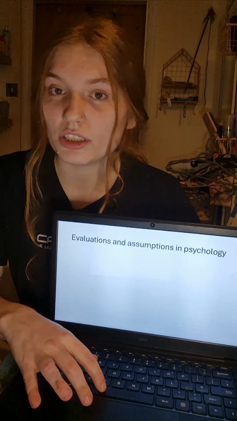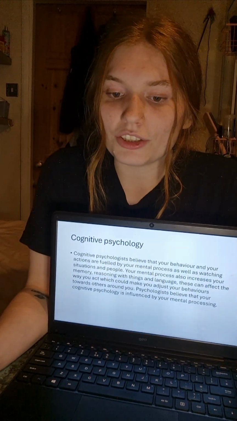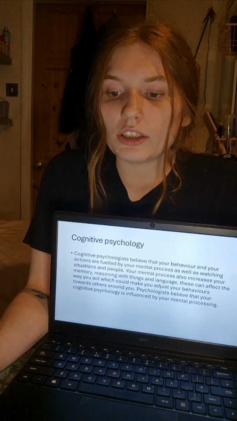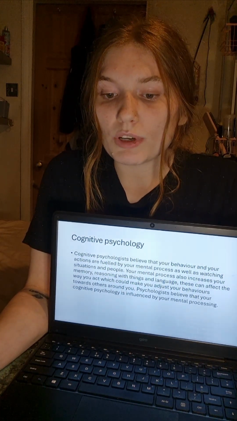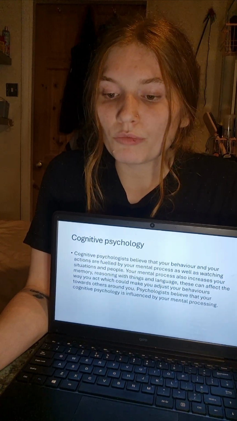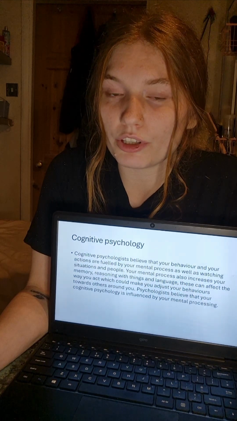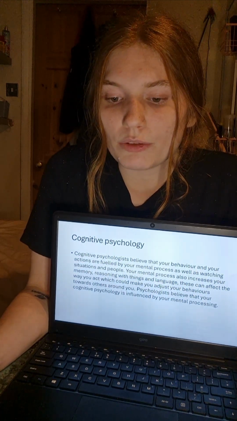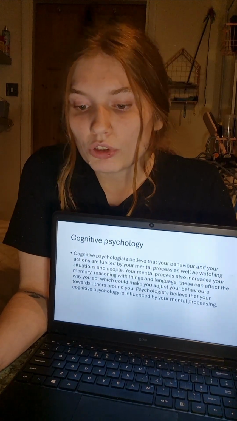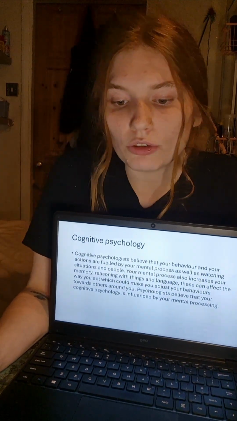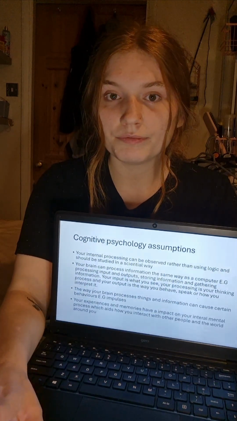Evaluations and assumptions in psychology. Cognitive psychology. Cognitive psychologists believe that your behaviour and your actions are fueled by your mental process as well as watching situations and people. Your mental process also increases your memory, reasoning with things and your language. These can affect the way you act, which can make you adjust your behaviours towards others around you. Psychologists believe that your cognitive psychology is influenced by your mental processing.